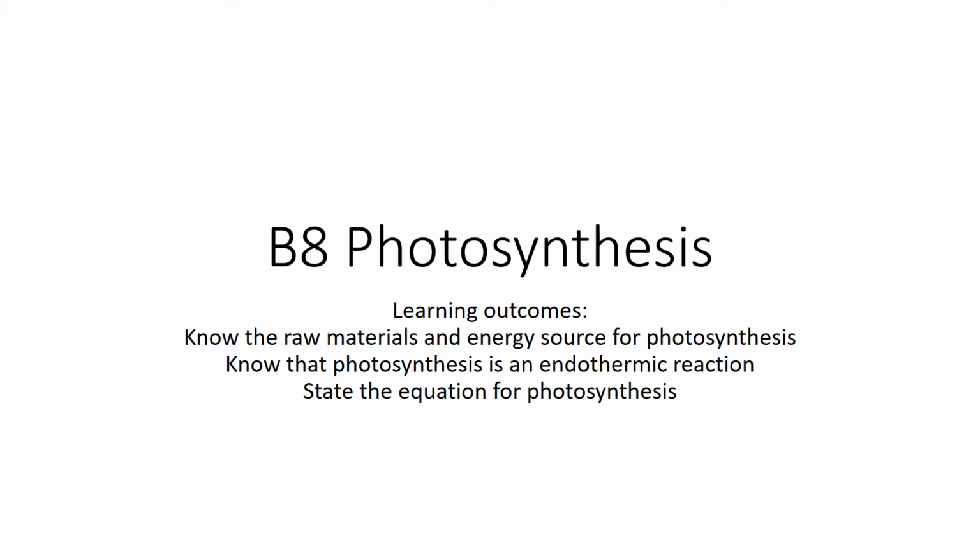Welcome Year 10 to photosynthesis. We're going to be looking at the process of photosynthesis and how we use those raw materials to make glucose and oxygen. We're going to be describing the chemical reaction that takes place and where in the plant it does take place, as well as stating the symbol and word equation.